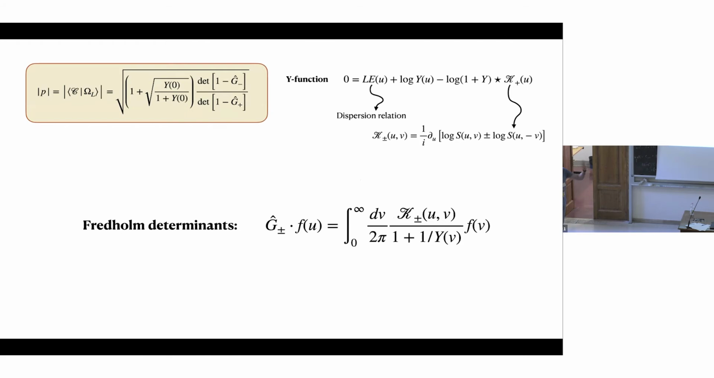So for example, for the sine-Gordon model, it's well known. You just feed these equations with the S matrix and you get the P function, okay? This is the result, again, of very standard manipulations in the context of the thermodynamic Bethe ansatz, which has been known for quite some time, okay?